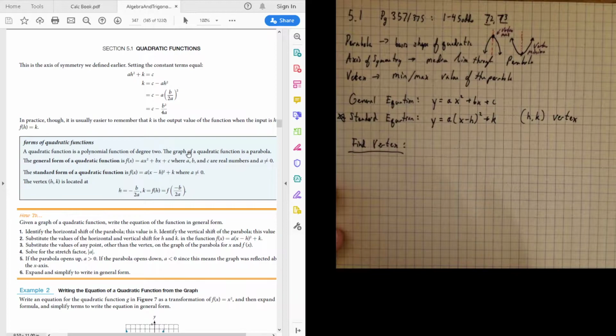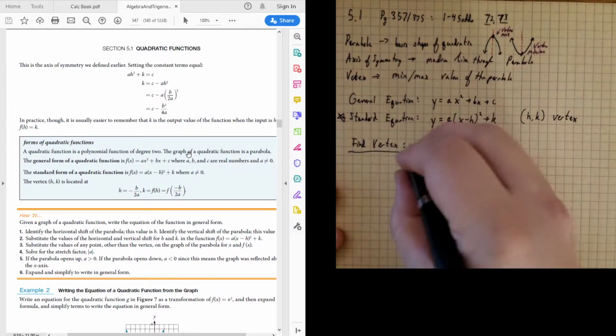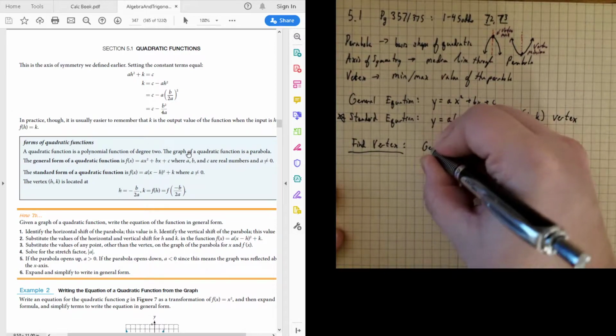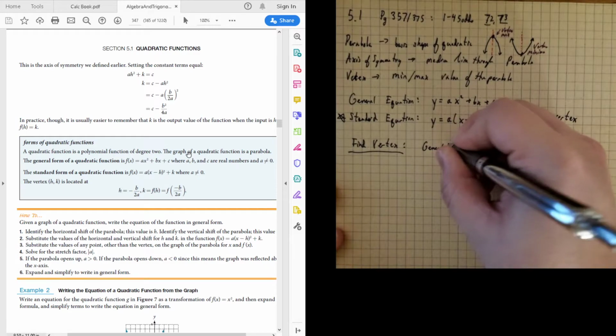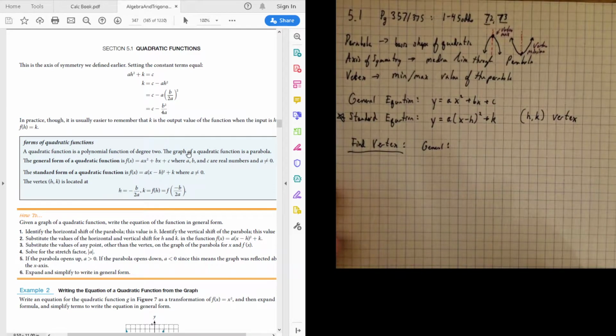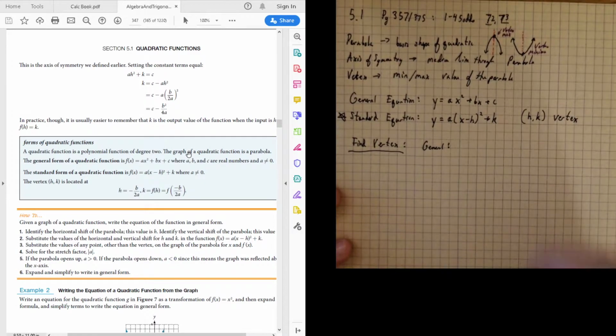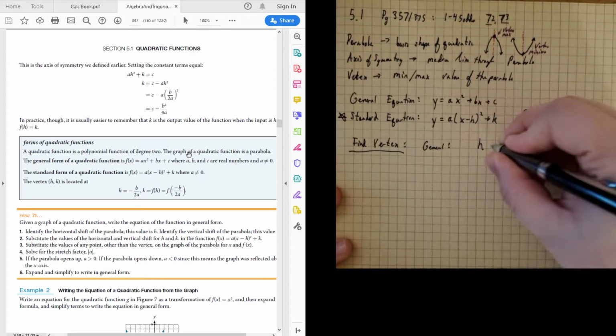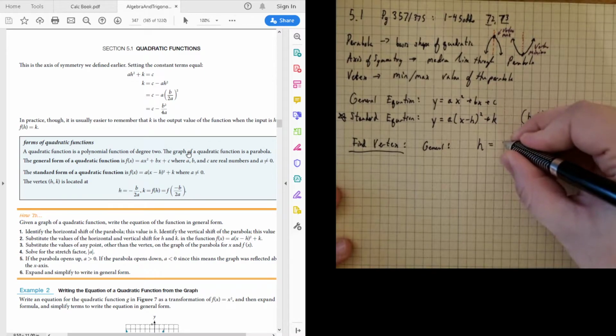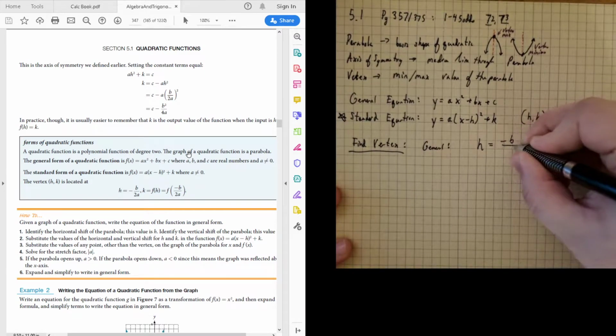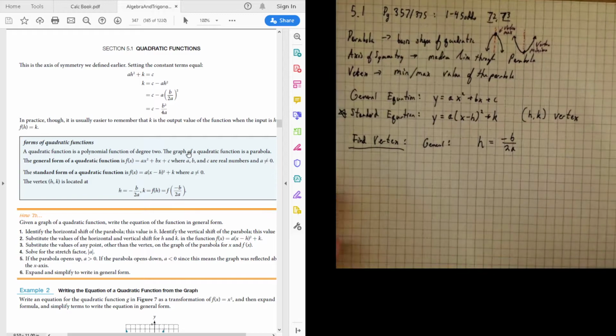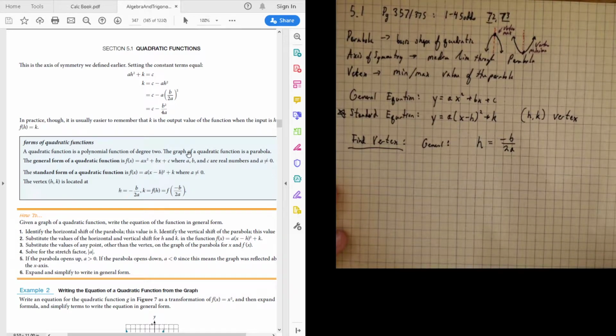So, how do we determine what the vertex is? Now, if it is in general form, the process is a little bit more difficult. If it's in standard form, the process is a whole lot easier. So let's talk about general form. If it's in general form, your h is defined by the equation negative b over 2a. And so it's a simple plug and chug.